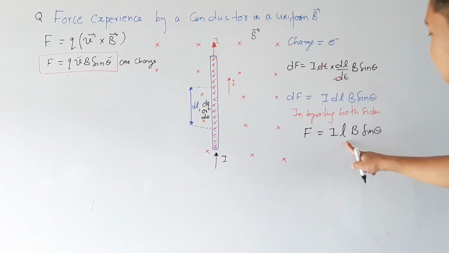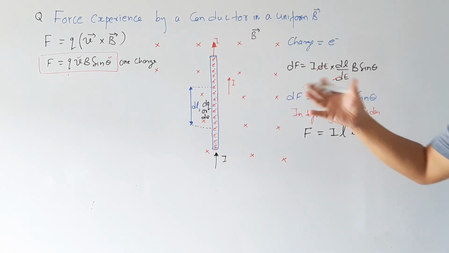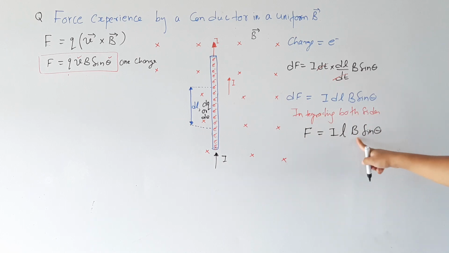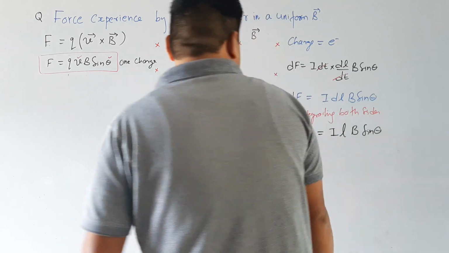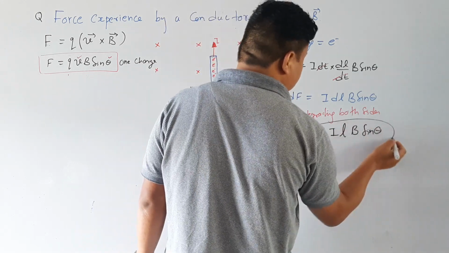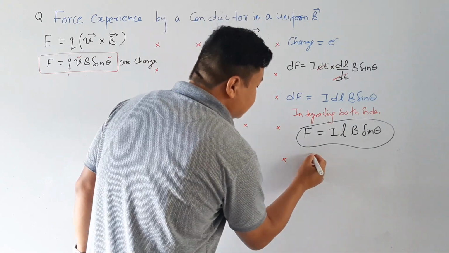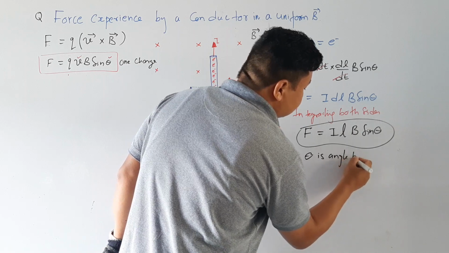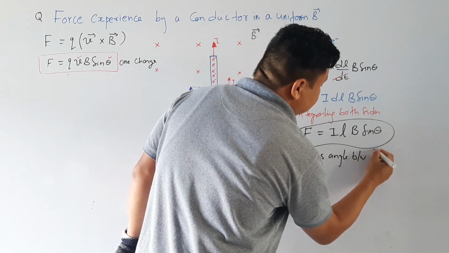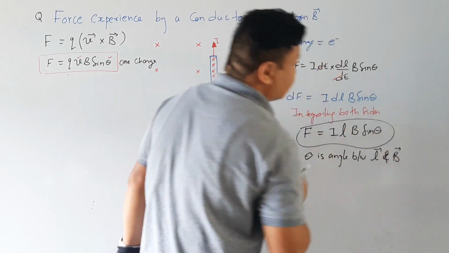So what is length? This L is the length of this current carrying conductor which is experiencing the force. Magnetic field is this magnetic field, and I is the current. So this is the force experienced by a conductor. And what is theta? Theta is the angle between length element and the magnetic field.